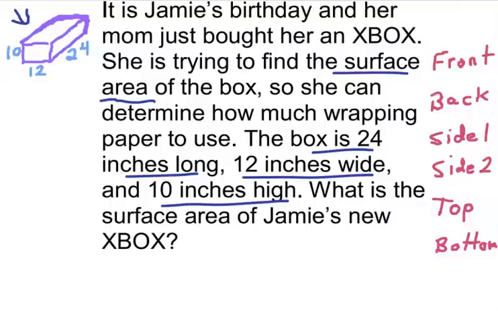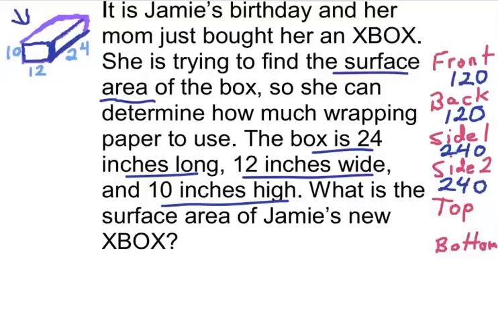Okay, so we need to find the front and the back. Well, the front and the back is right there. And that's going to be 10 times 12, which is 120. So the front is 120. So obviously the back is 120. Now let's try to find the sides. Well, the side is 24 by 10. Well, 24 and 10 is 240. So it's going to be 240 for one side, which means it's definitely going to be 240 for the other side. And then we have the top and the bottom.